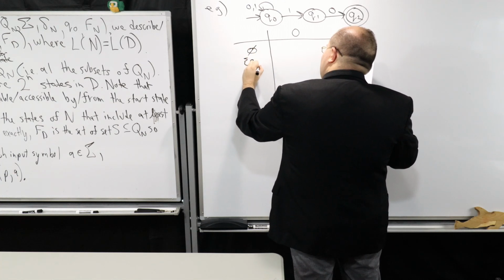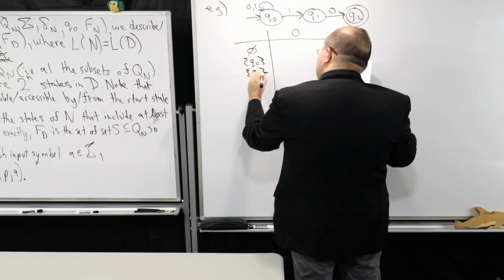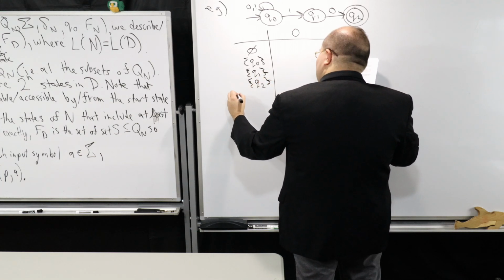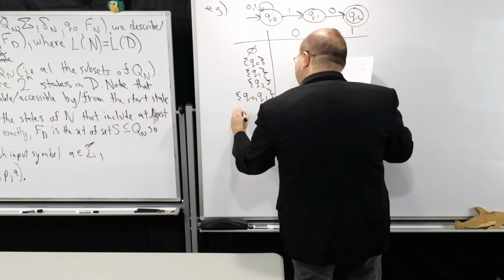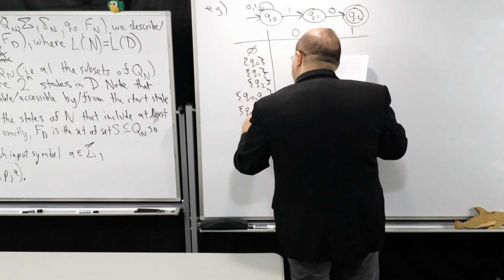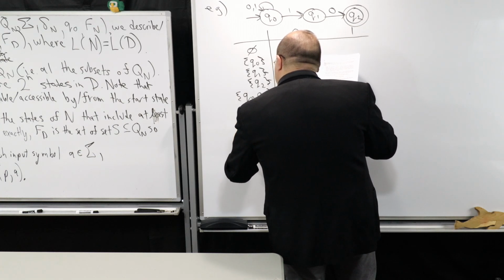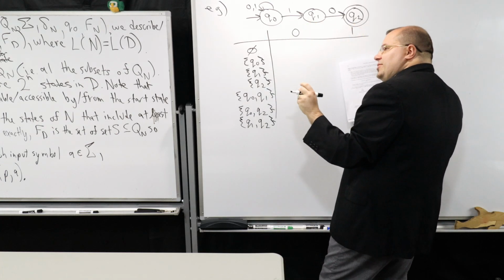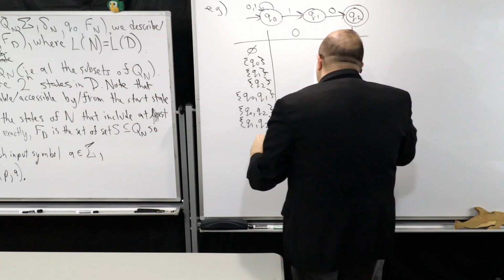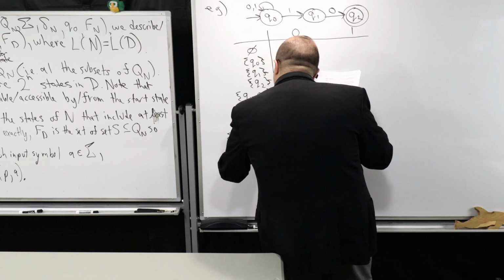I'm going to have a subset for Q0, a subset for Q1, a subset for Q2. Like I said, you're going to be drawing a lot of curly braces. Q0, Q1, Q0, Q2, Q1, Q2. All I'm doing is labeling all the subsets of these states, right? That's what I said over there. And then I'm going to have Q0, Q1, and Q2.